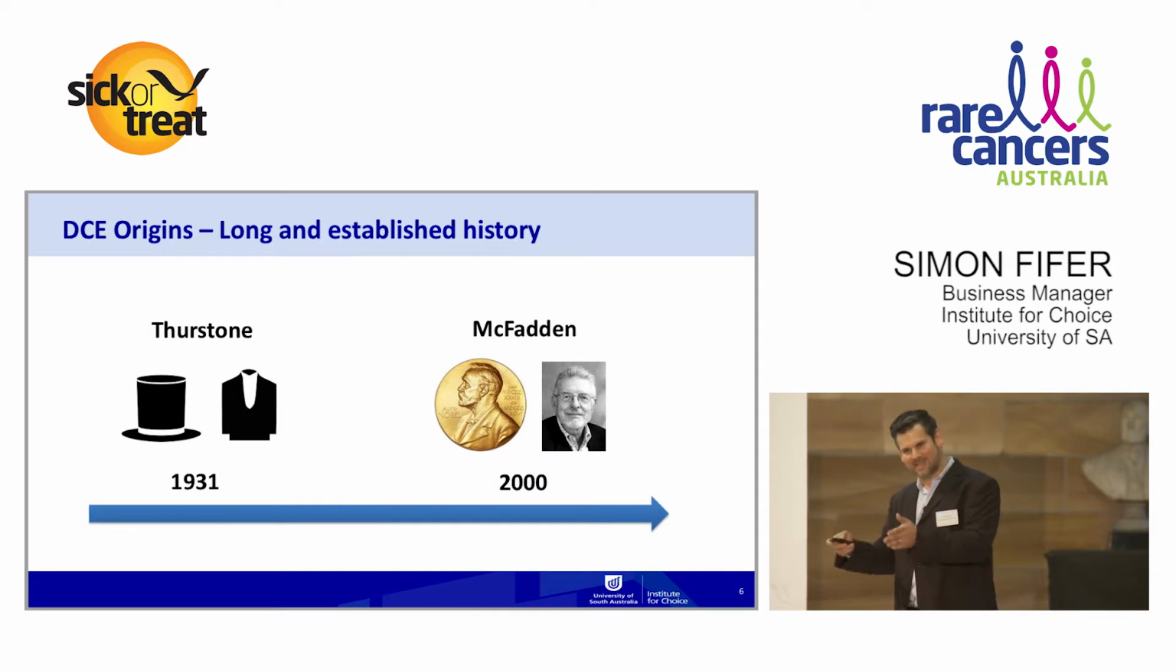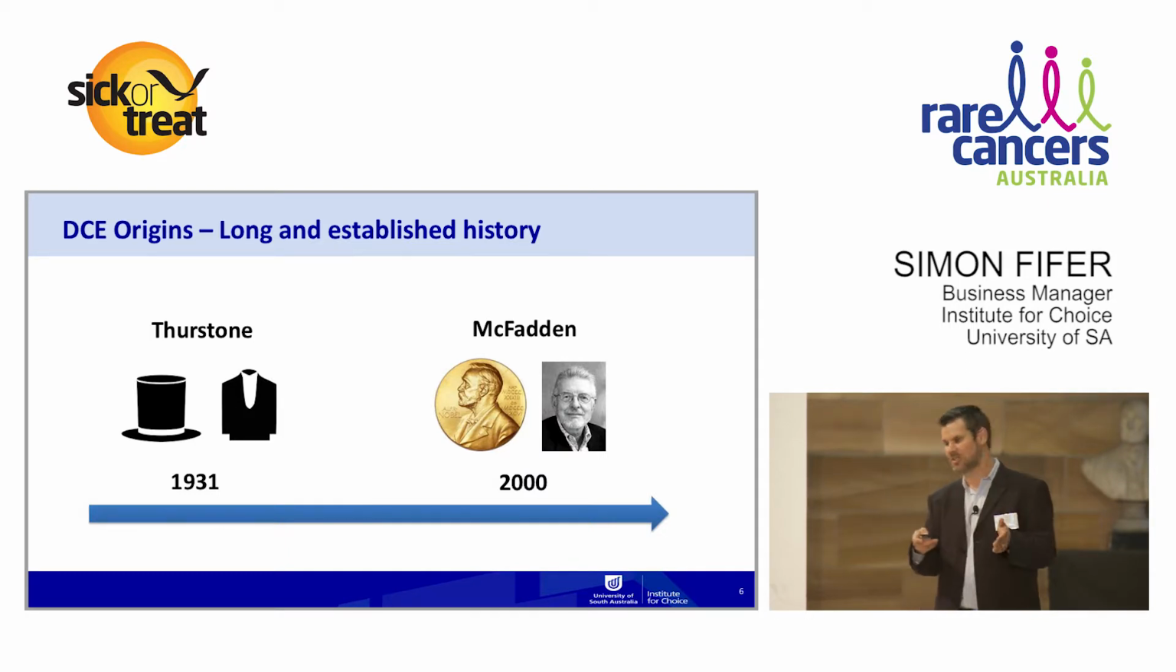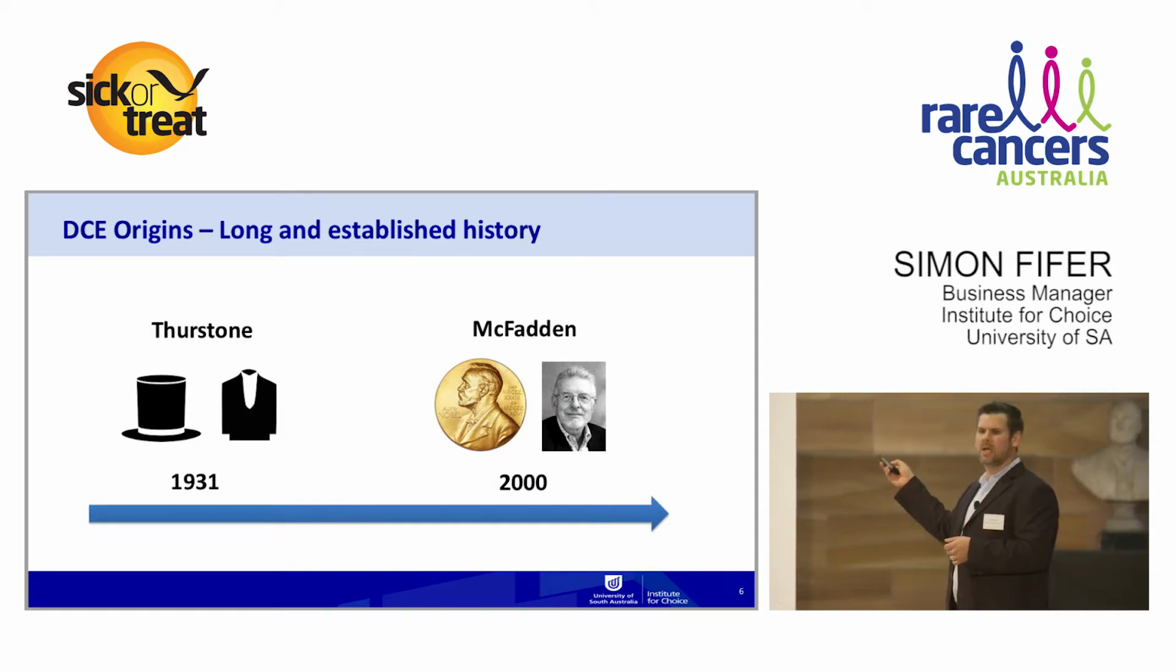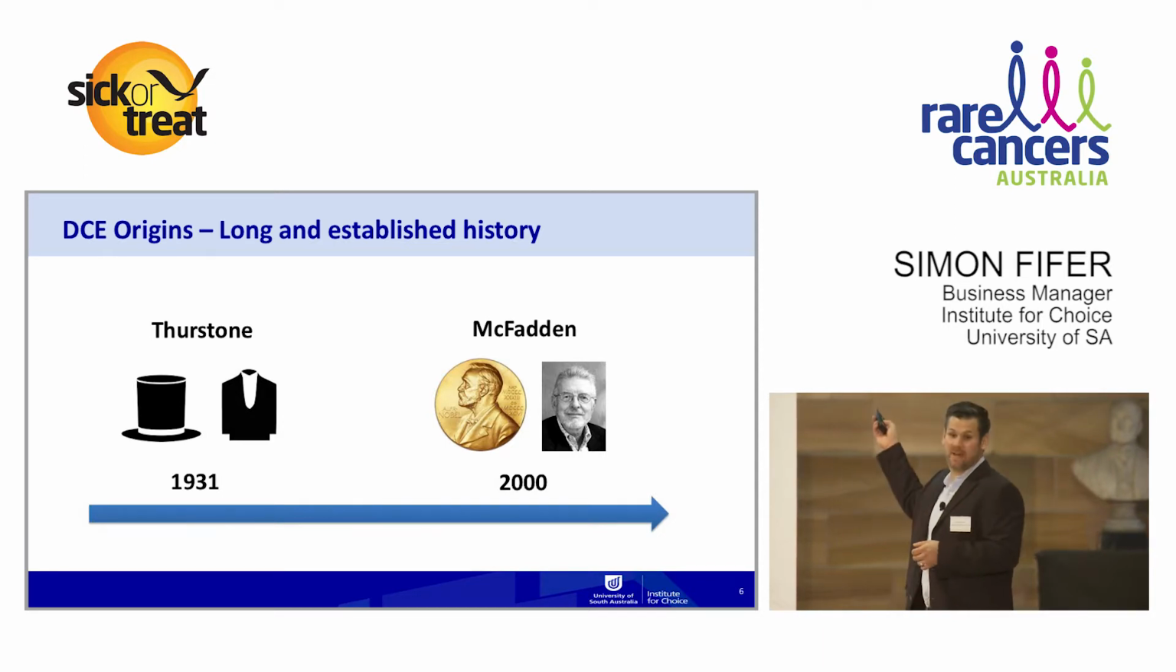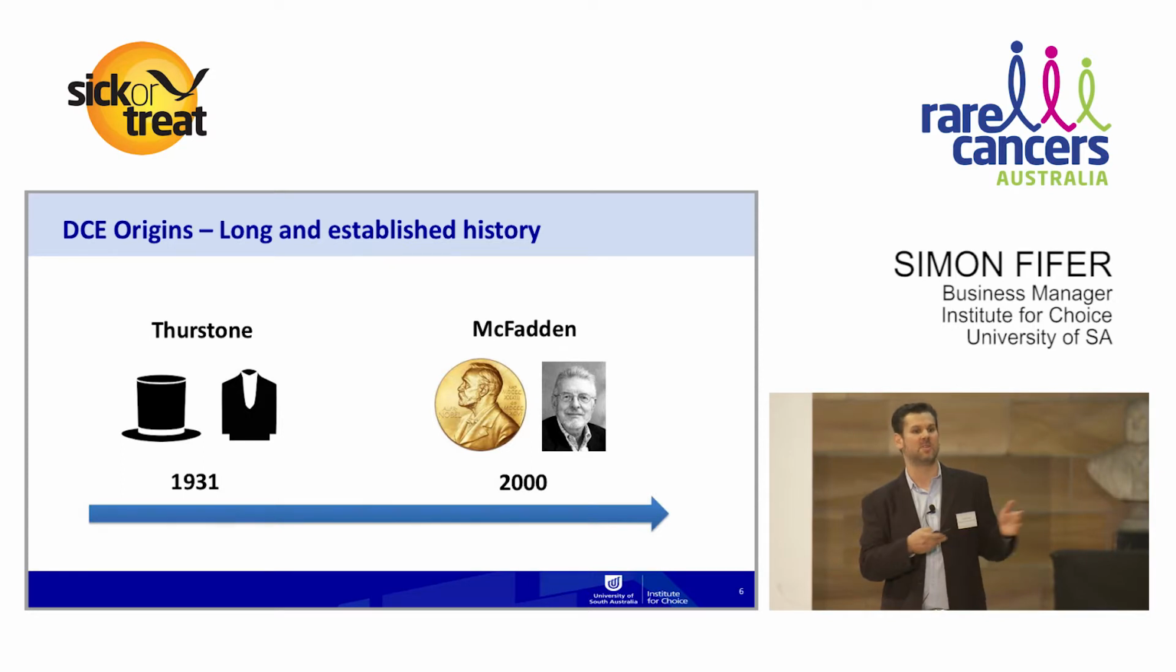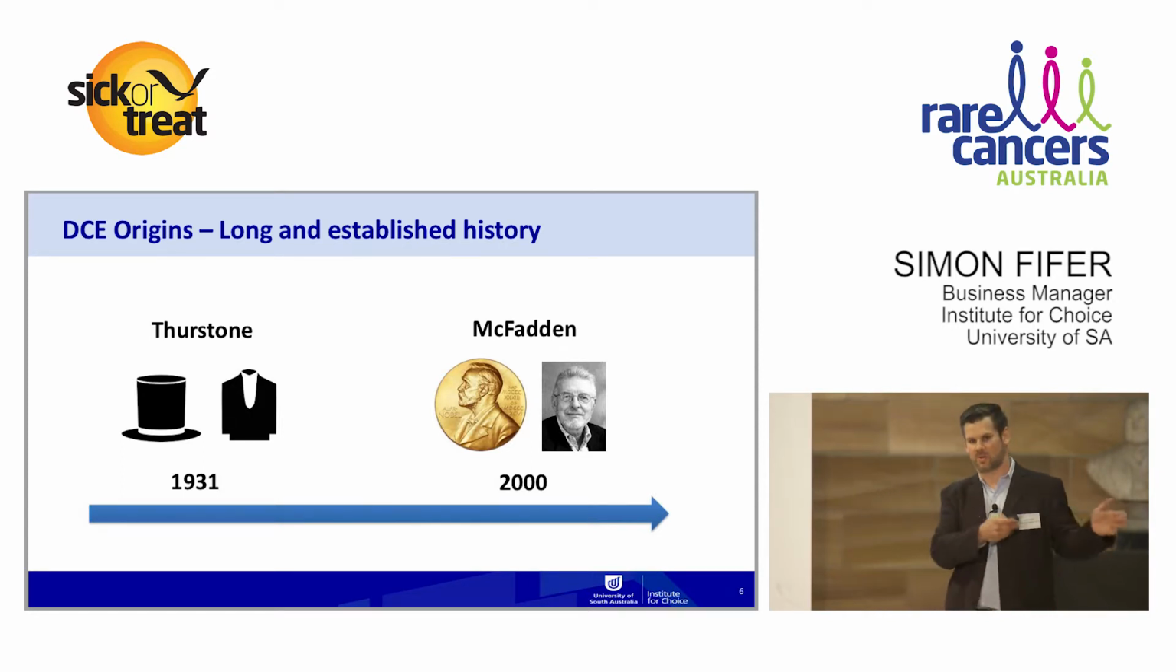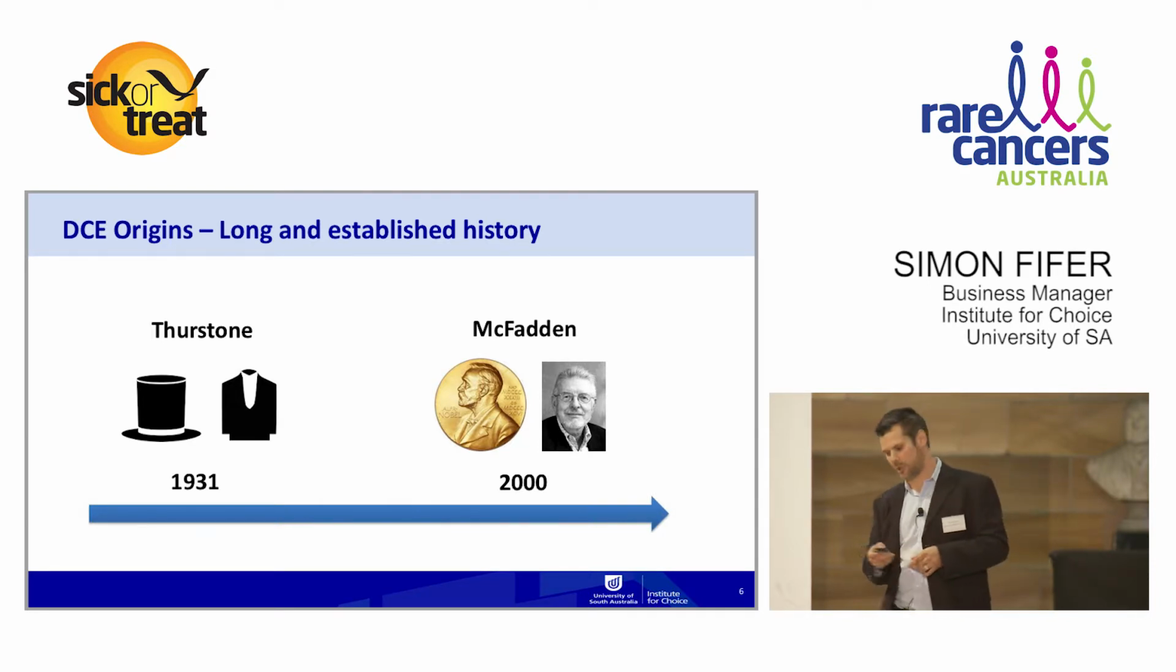And it's gone a long way since then, a long and established literature, all the way leading up to the year 2000 with Daniel McFadden. He won the Nobel Prize in the year 2000 for his derivation of the models that we use in choice modeling. So a long and established history in terms of where it's come from, and the work that's been done since McFadden won the Nobel Prize.